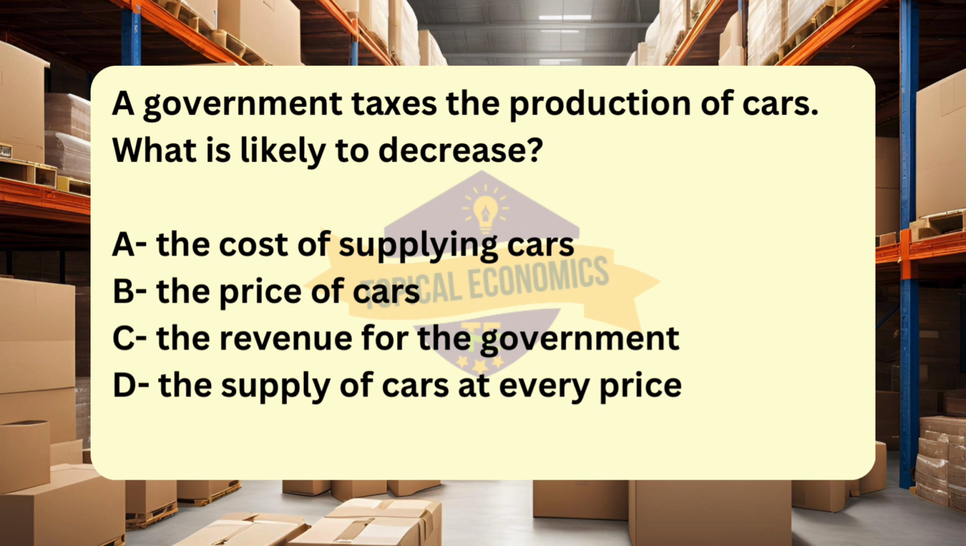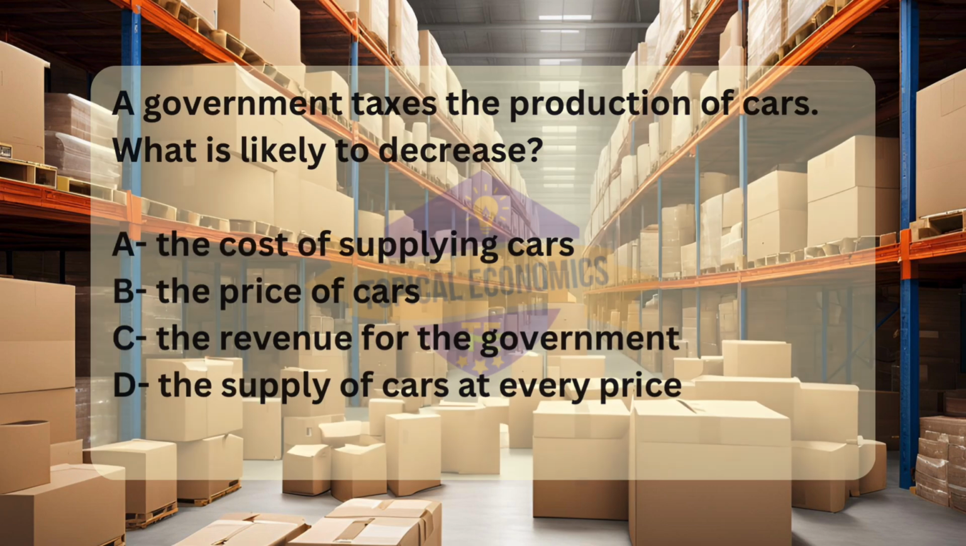Lastly, option C, the revenue for the government. A tax on car production would increase, not decrease, government revenue, assuming the tax rate and production level remain constant. The tax is a source of revenue for the government, not something that reduces revenue.